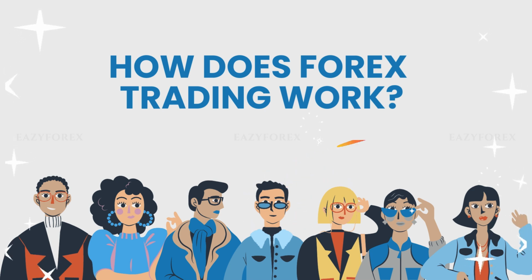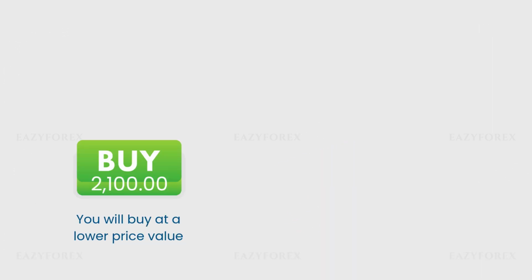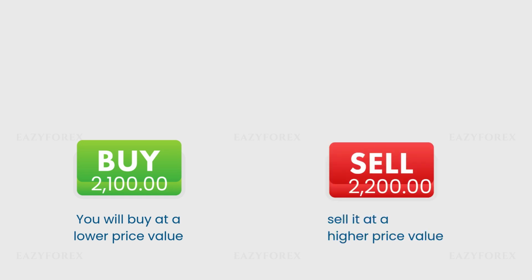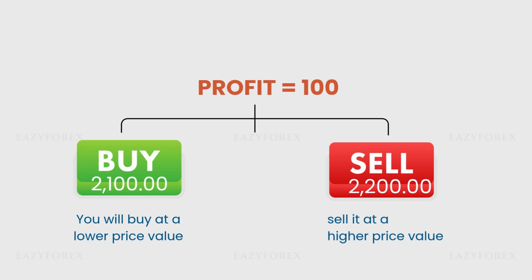How does forex trading work? You will buy a currency pair at a lower price value and sell it at a higher price, and the income is the difference between the buy and the sell price.